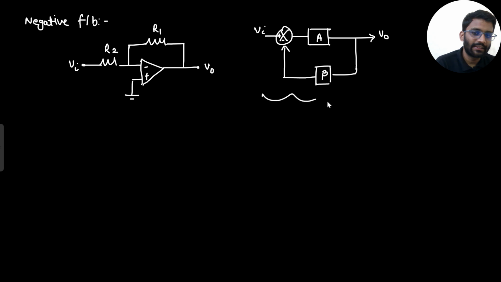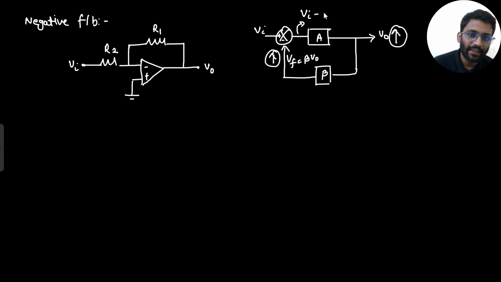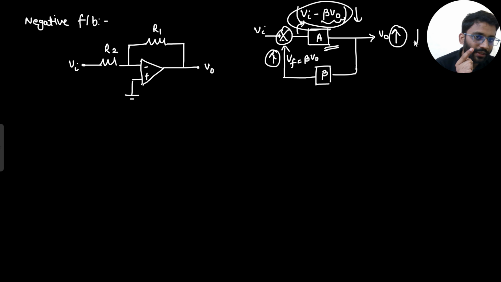Let's see it in this circuit. Let's assume my V naught is increasing, then what will happen? This value will increase. Whatever the value we are having, we call that Vf, that is beta V naught. So if V naught is increasing, this value will also increase. Now what is the value we are having here? Vin minus beta V naught, or you can say Vin minus Vf. So if this value is increasing, that means this overall value will be decreasing. Now what is my output? My output is this value into A. So if this value is decreasing, that means this value into A will also decrease.